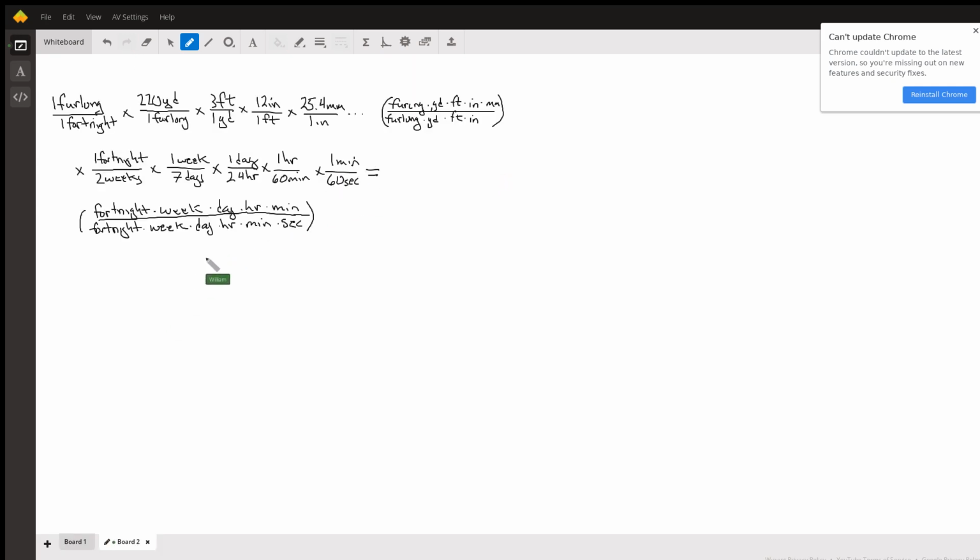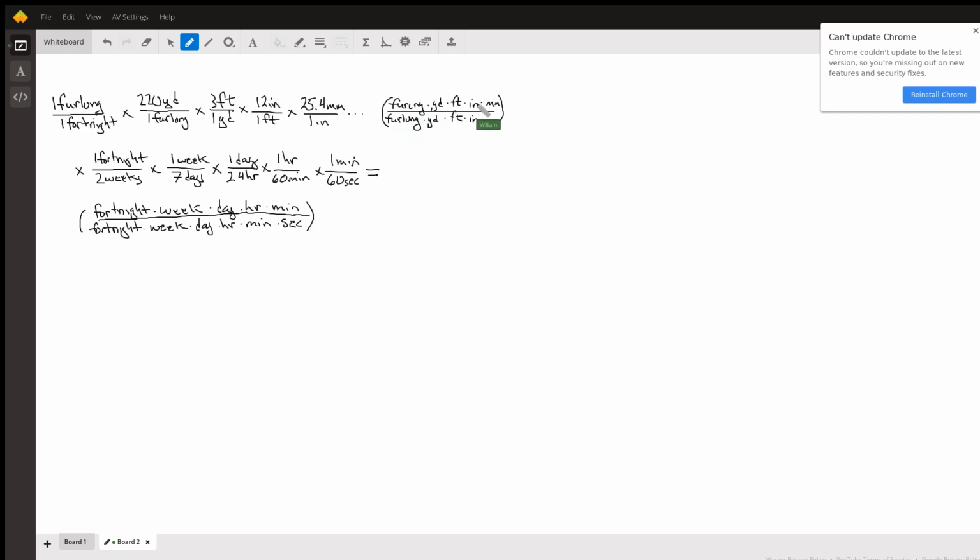So looking at this question, I'm starting with 1 furlong per fortnight. There's a whole bunch of conversion numbers that I need to know or look up and then set up correctly. So I'm taking 1 furlong per fortnight, multiplying it by 220 yards per furlong, 3 feet in 1 yard, 12 inches in 1 foot, 25.4 millimeters in 1 inch.